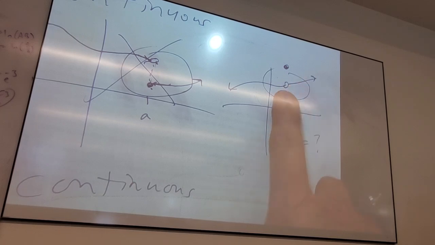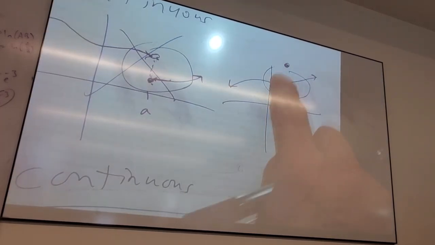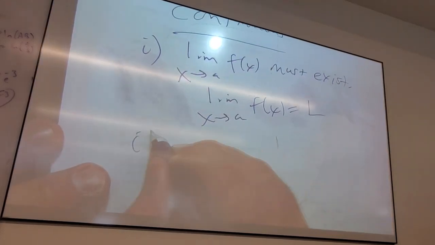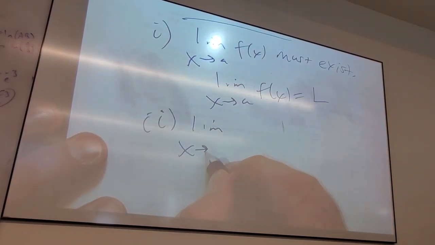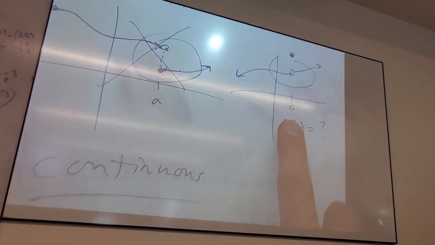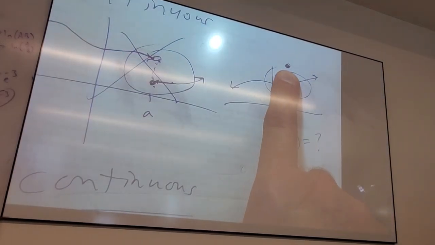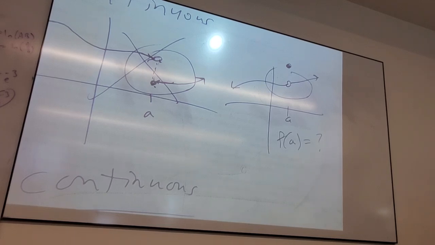Okay, so this is closer. So the limit does exist, but what's the problem this one has? What's the second condition? It's undefined. Yeah, the function's got to be defined. But now is it defined? Yes. But it's still a problem. So not only must the limit exist, the function has to be defined, but the function value must equal the limit.